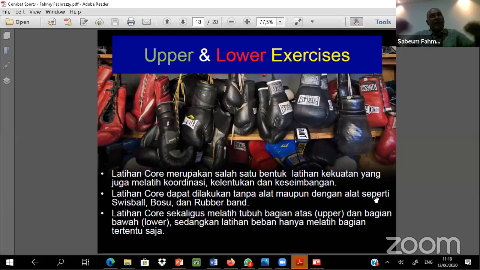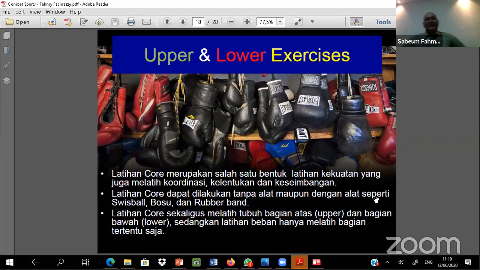Core weight training, like bicep training, only trains the bicep muscle. But the core training, one model of core training is training for the whole body. It is very lucky. But different situation: weight training is good for building muscle, but core training is good for controlling your body.